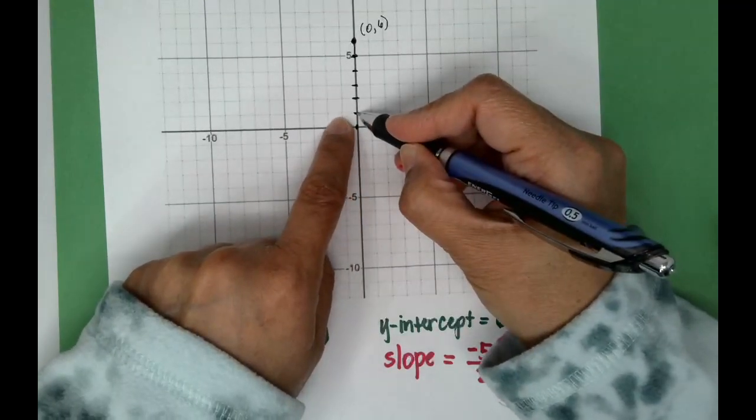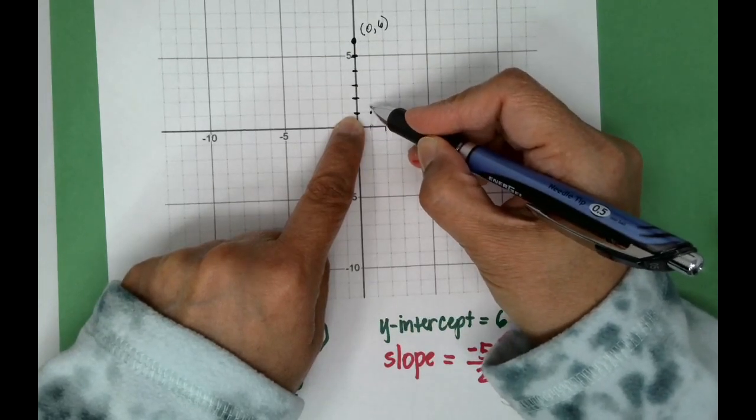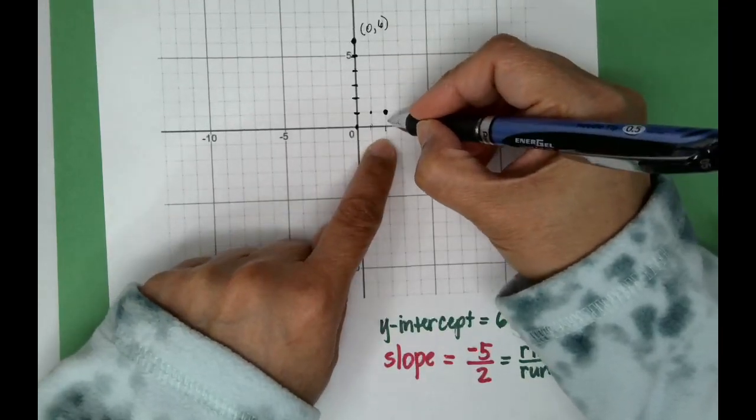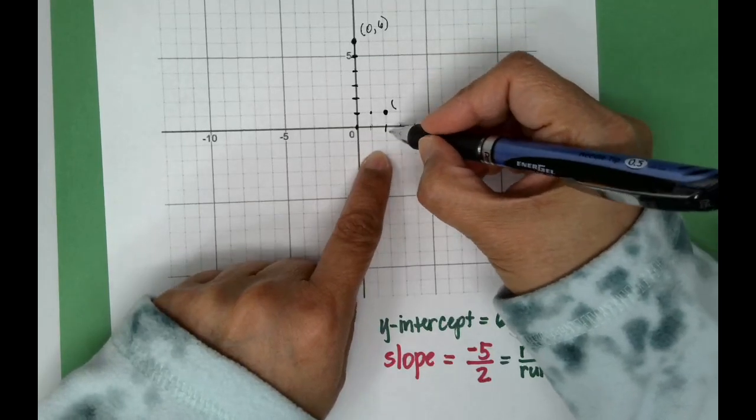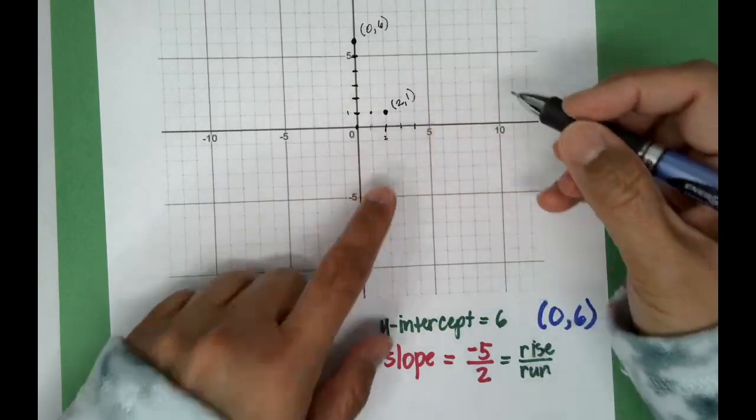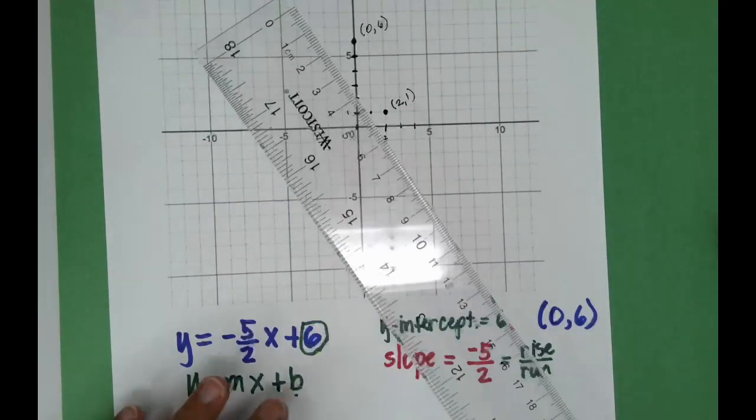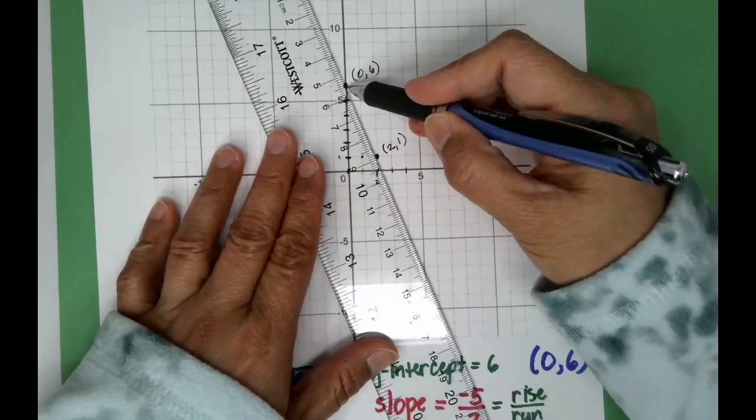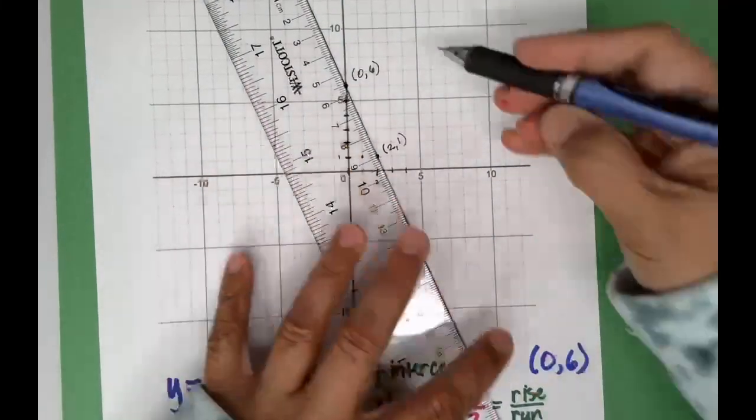So this is where we are. We count 2 units to the right, so that's 1, then we have 2. The second point is right here, and the coordinates of this point are (2, 1). Since we have the 2 points, we can connect them and draw our straight line.